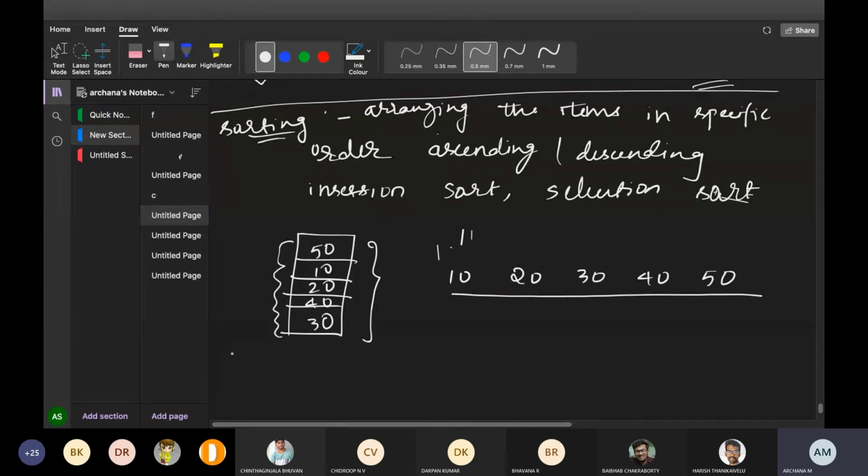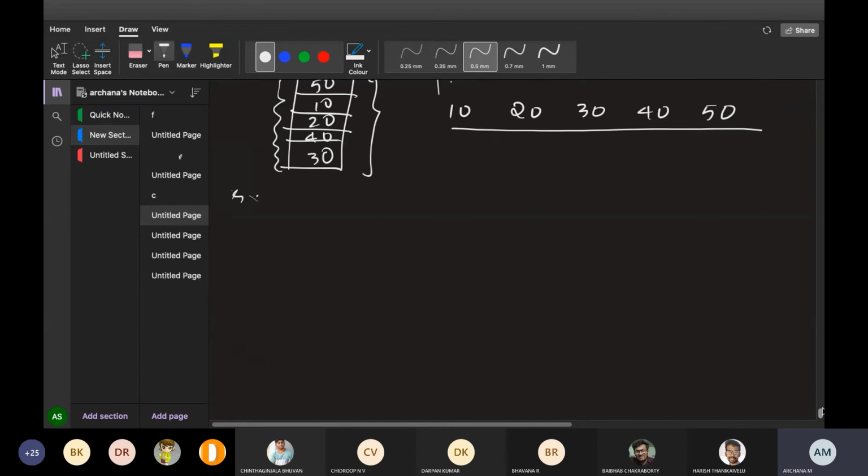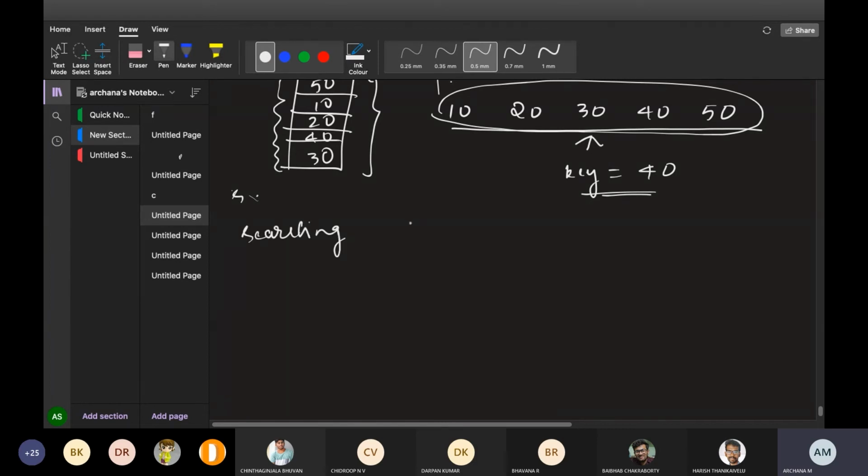Okay, so next you have searching. What is searching? For example, I have sorted the items like this. Now I will give you a key value, say 40, and you people have to search for it in these items. That is known as searching. Searching is just finding an element in the list. The process of finding a particular item in a large amount of data is known as searching.